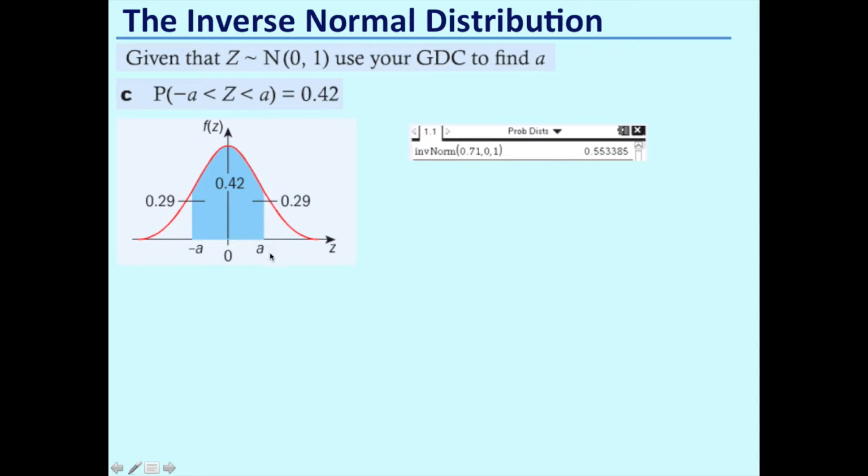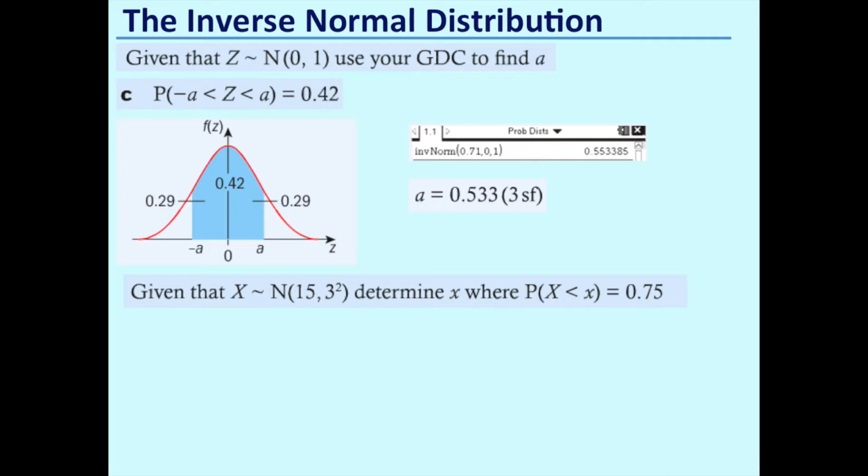So the way we can find out a is to say that this area here is going to be a half, and we've said this area here is going to be half of this, which is 0.21. So the probability that z is less than a is actually going to be everything to the left of this, which is 0.71. The mean is 0, the standard deviation is 1. If we substitute that into the function, we end up with an answer of 0.533.